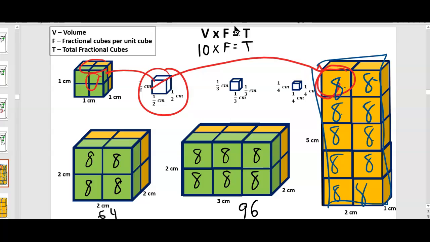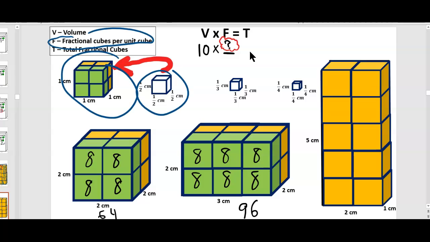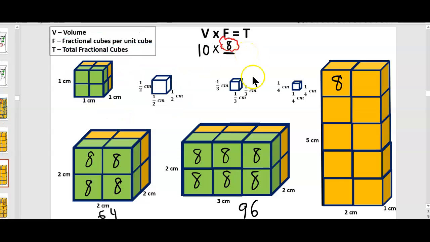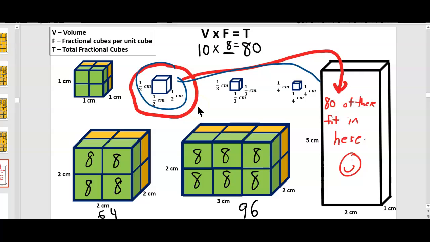Therefore, we are going to multiply 10 times what? F. What's F? Fractional cubes per unit cube. This is the unit cube. This is the fractional cube. How many fit in the unit cube is what we're multiplying by here, which is 8. And of course, 10 times 8 is 80. That means we can fit 80 of these things in here.